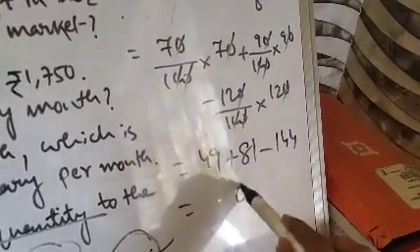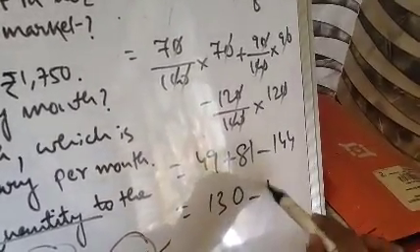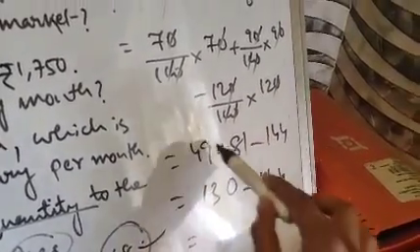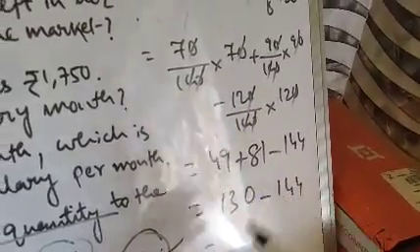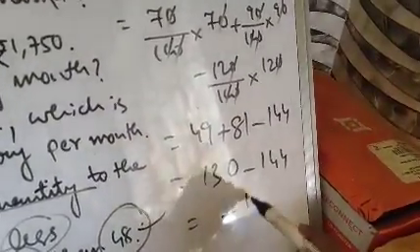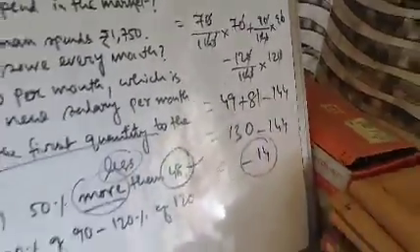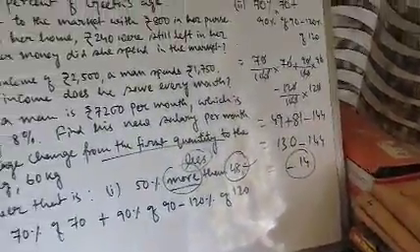Now add: 49 plus 81 is 130. 130 minus 144. If you subtract, the answer is minus 14. Clear?